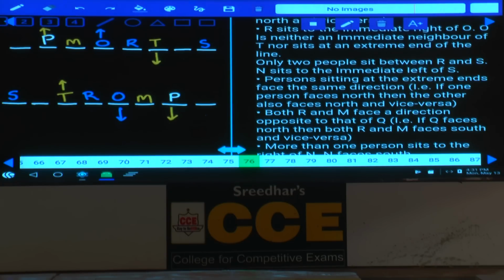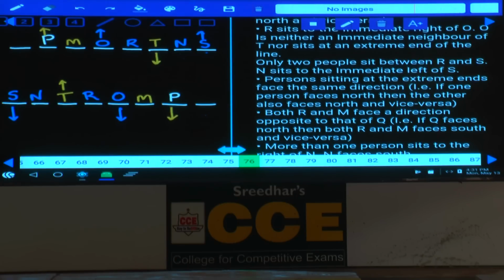Next one, N sits to the immediate left of S. N is to the immediate left of S, N is here. Here also N is here. As N is to the immediate left of S, now this S must be facing towards north. N is to the immediate left of S, S is facing towards north. Now in this one, N is to the immediate left of S, S is facing towards south. N is to the immediate left hand side of S, isn't it?